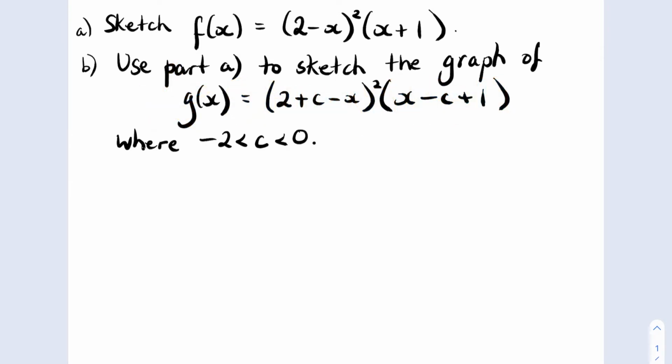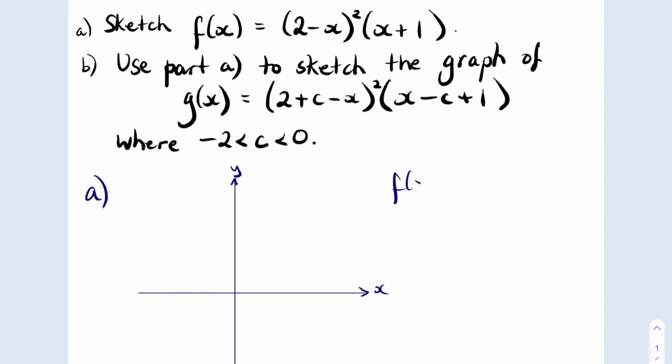This question has two parts to it. In part A, you're asked to sketch a cubic, which is quite straightforward. But in part B, you're asked to transform that cubic, which is not so straightforward. So we'll start by setting up some axes. Here's my y-axis and my x-axis.